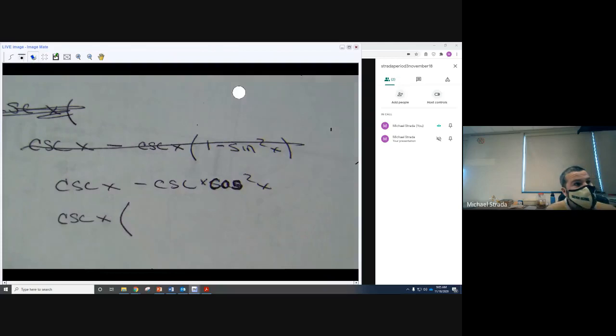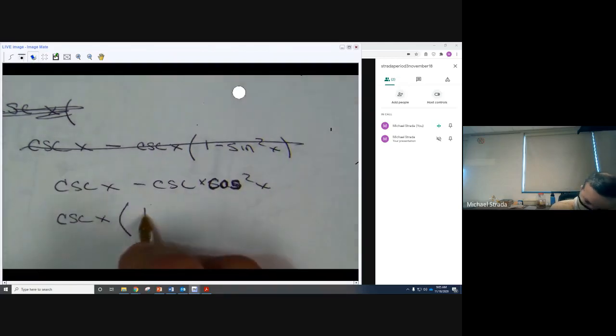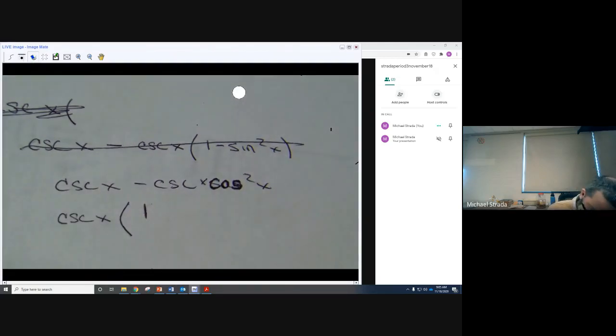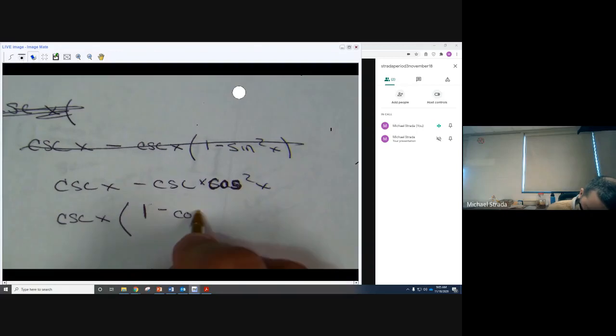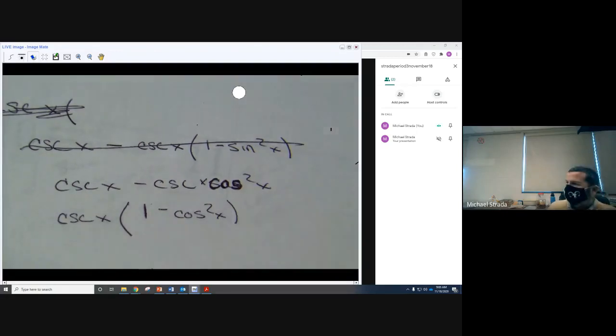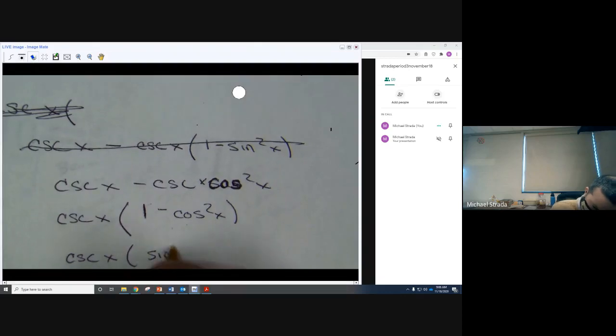And then when you factor that out, everybody good with that being 1? Everybody good with that being minus cosine squared x when you pull it out? So you factor out the GCF. Good? All right, now Pythagorean identities. As soon as you see 1 minus sine squared and 1 minus cosine squared, it's its cofunction. So the cofunction of cosine squared is sine squared. You got me? So this becomes cosecant x sine squared x.